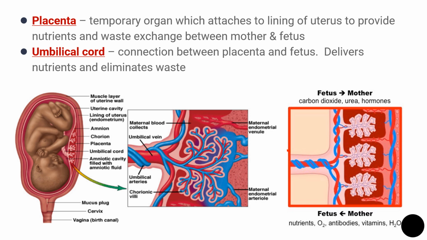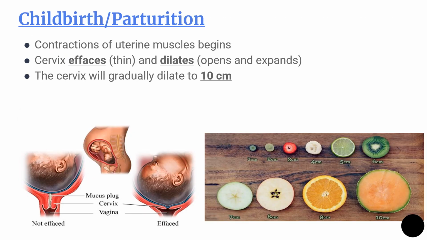So let's talk a little bit about how we take care of the fetus once it is inside and what childbirth looks like. We have a few very important structures. We have the placenta. This is a temporary organ which attaches to the lining of the uterus to provide nutrient and waste exchange between the mother and the fetus. We also have an umbilical cord. This is the connection between the placenta and the fetus. So this is what actually delivers those nutrients and also carries the waste away.